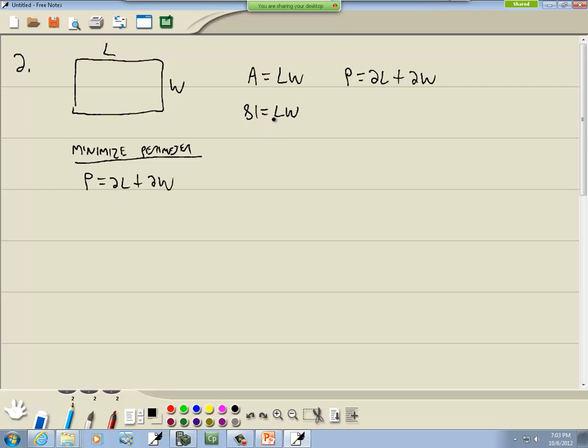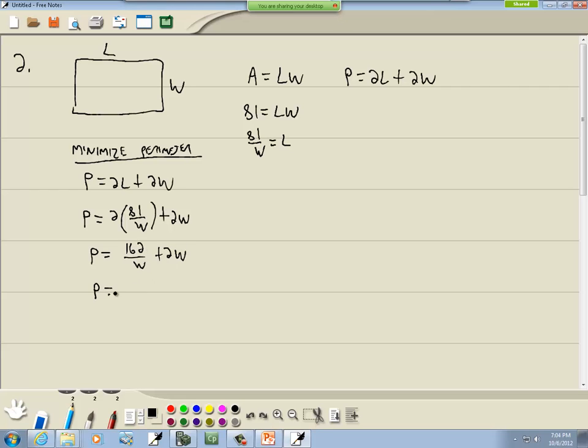But our area formula here, I could solve this for one of the variables. Doesn't matter which one. I'll solve it for L. So I divide both sides by W, and we get L is equal to 81 over W. So I'll plug that in now. So I got 2 times 81 over W plus 2W, which gives us 162 over W plus 2W.